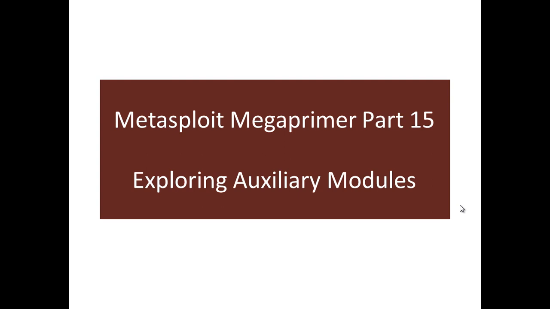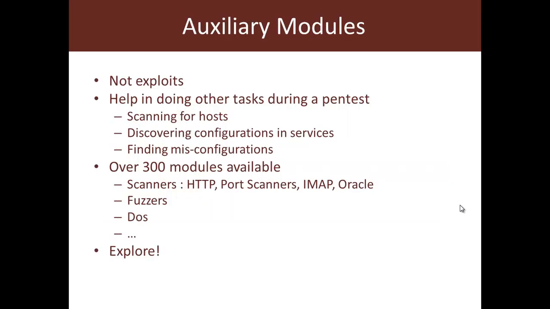In this video, we will look at exploring auxiliary modules in Metasploit. So, as we've looked at previously, auxiliary modules are not exploits, but they help in doing a variety of tasks which are beneficial during a pen test. Examples of that include scanning for hosts, discovering configurations in different services, discovering misconfigurations, DOS attacks, and a ton of other things. There are over 300 modules available in the auxiliary category, which is quite large. This includes scanners, fuzzers, DOS tools, and a lot more.